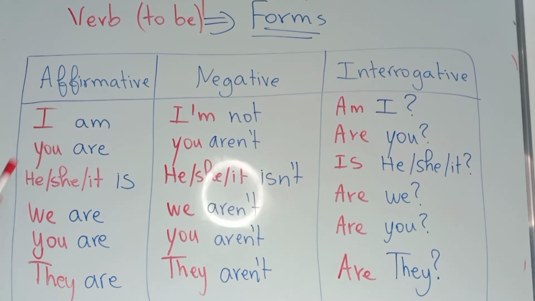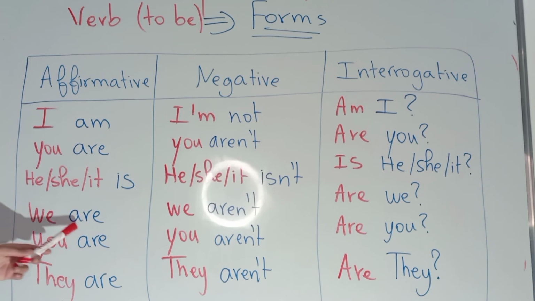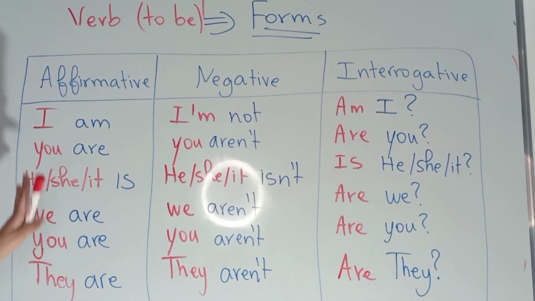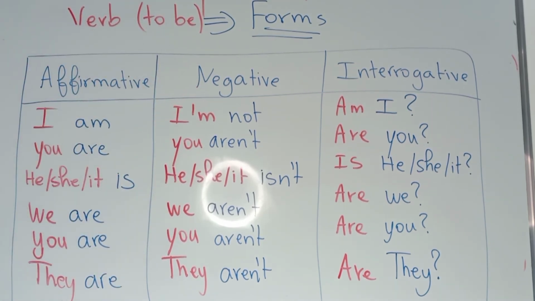I am, you are, he, she, it is, we are, you are, they are. So what do we call these? Do you remember? So these are the subject pronouns. I, you, he, she, it, we, you, they. Okay? Let's move on to the second one, the negative form.